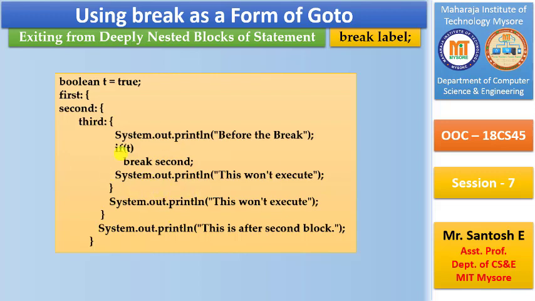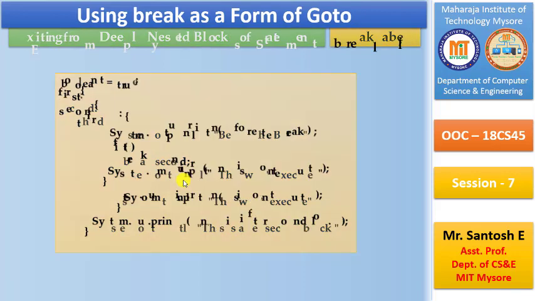Hence, if I execute this program, I am just going to get the output as: first I am going to print it as before the break, and next this condition is going to be true because the boolean variable t is true. This condition becomes true. I am going to break to the second block of statements, and this is the second block of statements. The control will come at the end of this block. Hence, without executing this, directly I will go here and execute. This is after second block. This is how the break statement is going to work.